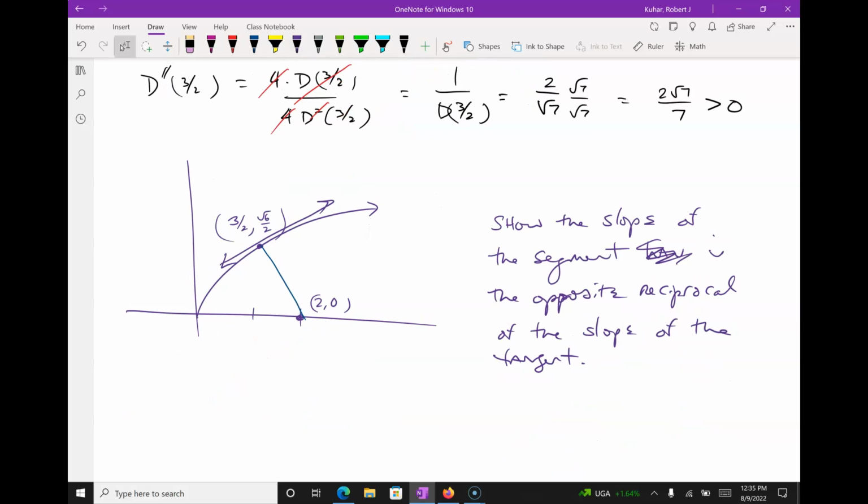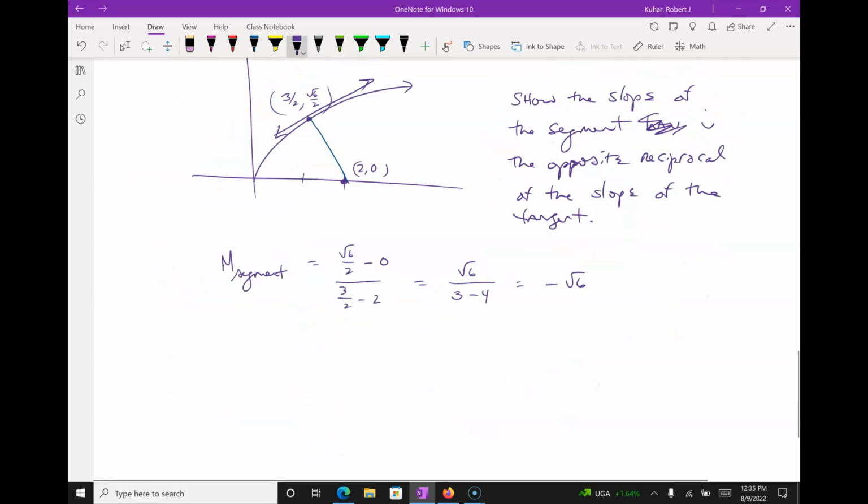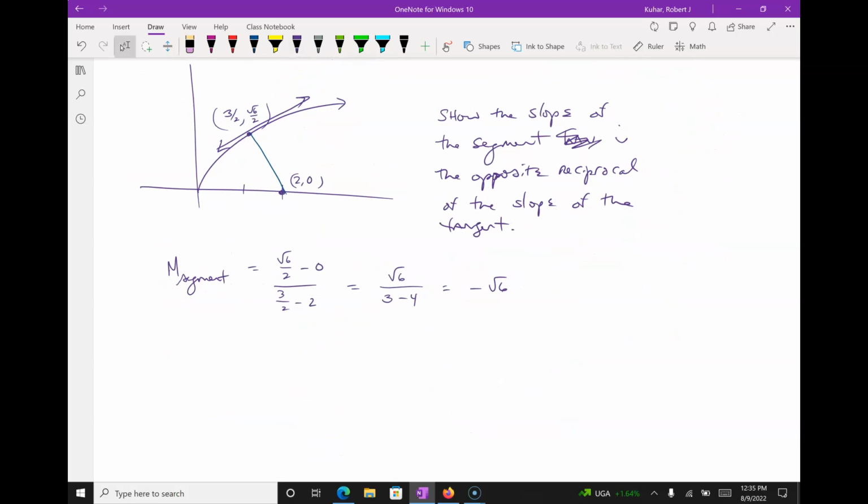Well, let's get the slope of the segment, right? Well, I've got 2 points, so it should be easy, right? So square root of 6 over 2 minus 0 over 3/2 minus 2. So the opposite of square root of 6. Can you agree with me there? Can you do that calculation for me, please? Don't just look at mine. Do it yourself.